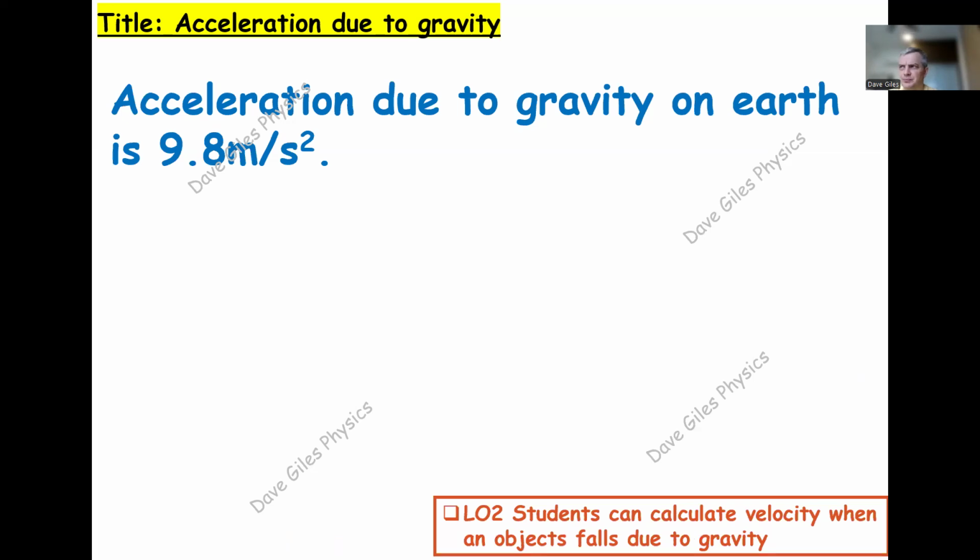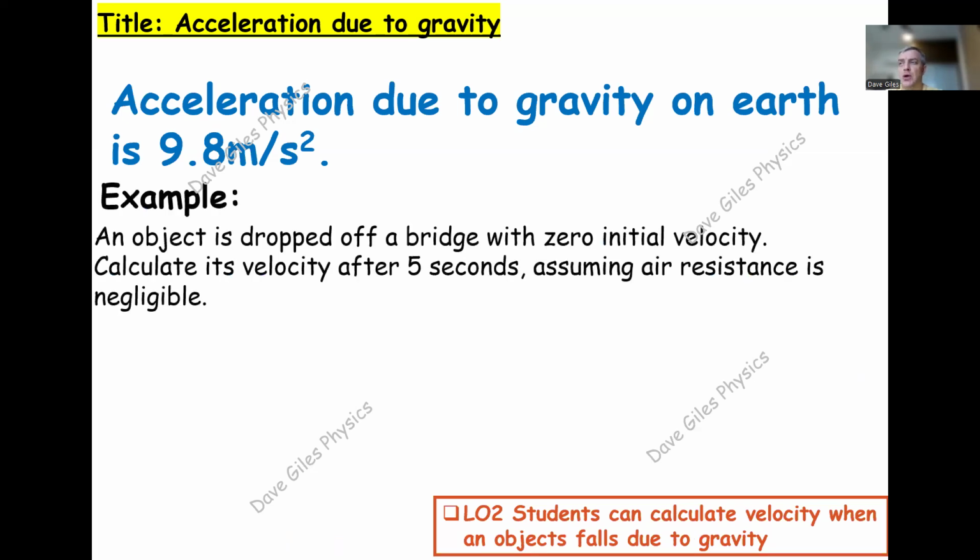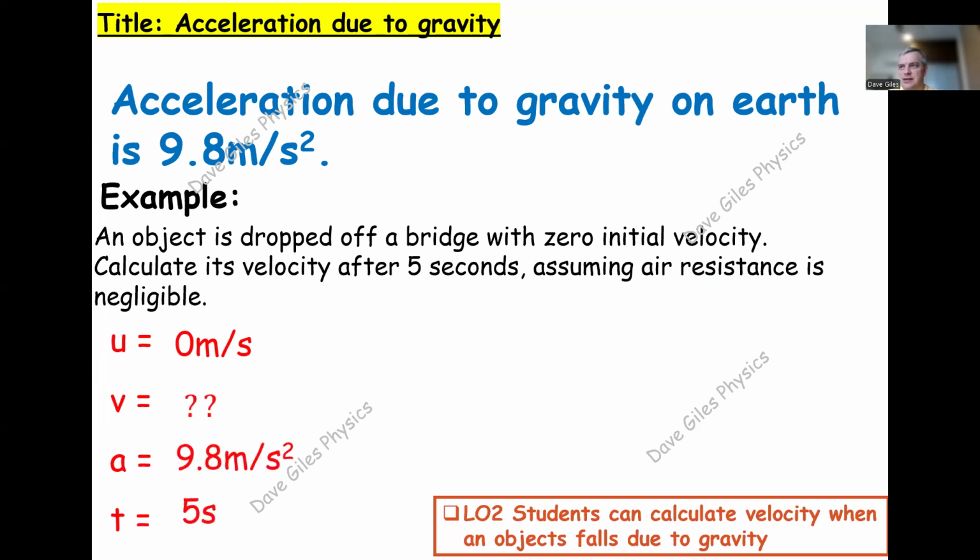So an object is dropped off a bridge with zero initial velocity. Calculate the velocity after 5 seconds, assuming air resistance is negligible. So the initial velocity is zero. Final velocity is what we're trying to work out. A is 9.8 and T is 5. V equals U plus AT.